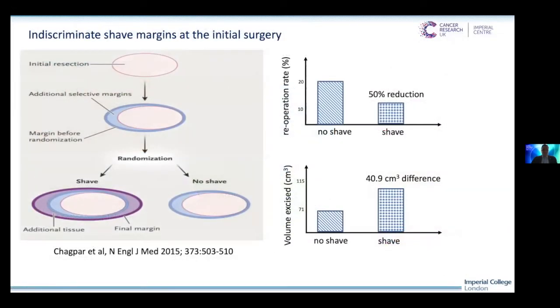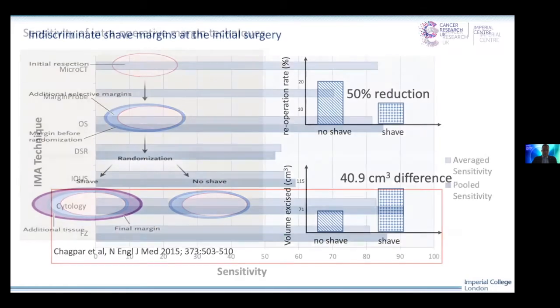Shave margins, what does that mean? That basically means essentially doing full cavity shaves around the primary tumor, here seen as a pink resection. So that's your initial resection. Colleagues randomized to either no shave or complete cavity shave. You can see here on the right that they can reduce the re-operative intervention by 50%. The problem is, again, by doing these routine shaves, you've got a substantial difference in the volume, and we know that's going to have an impact on cosmesis downstream.